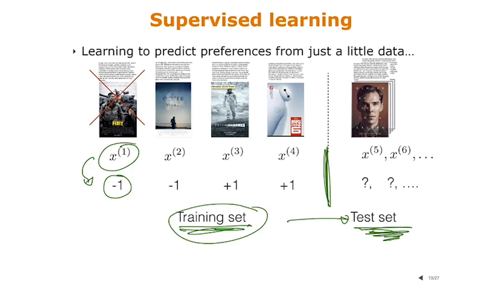So I wish to learn the mapping from examples X to labels plus minus 1 on the basis of the training set, and hope and guarantee that that mapping, if applied now in the same way to the test examples, would work well. That is the task that I wish to solve. Now let's look at this a little bit more geometrically.